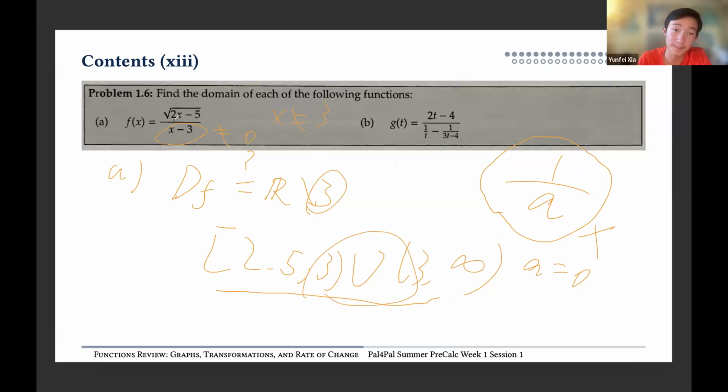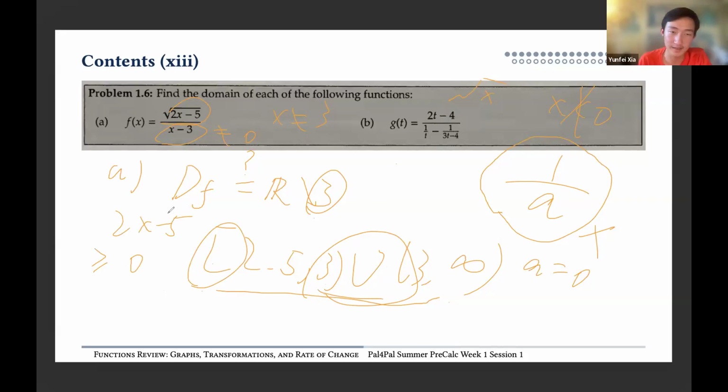And another thing is whatever is inside the radical usually is not less than 0. So therefore 2x minus 5 is greater than or equal to 0. So therefore we have this inclusive thing. And then there's the 3 issue, and then there are no other issues. So I think this is correct.